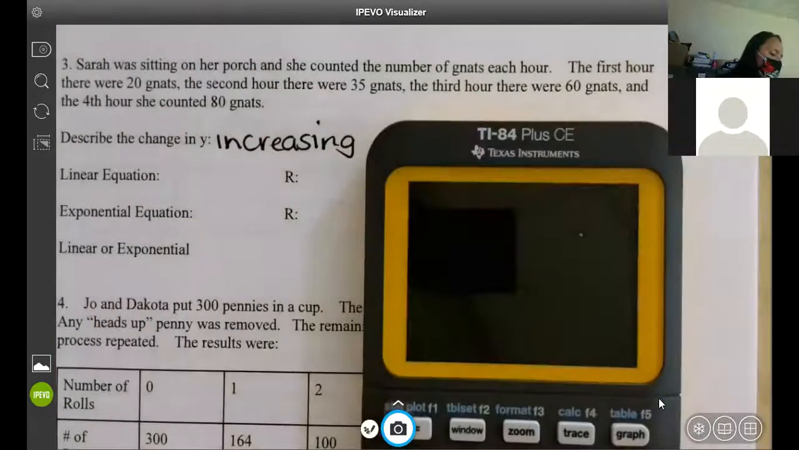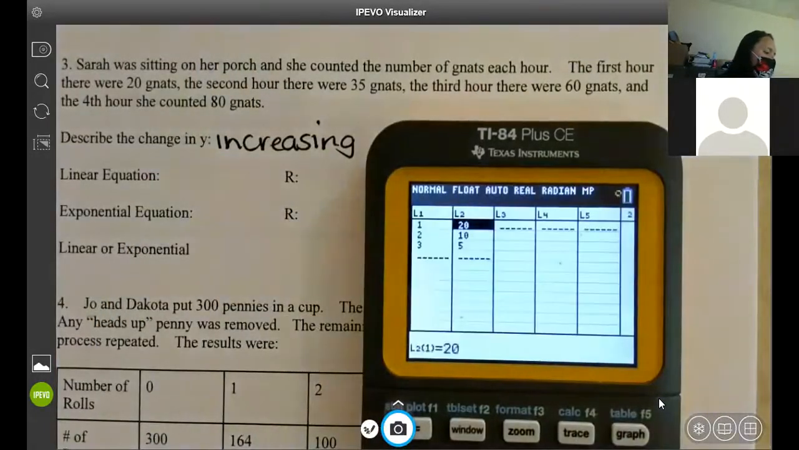All right. So we're going to go into stat and we're going to edit our chart. It said the first hour there were how many? First time? Yeah, 20. So our coordinate is 1, 20. So that one stayed in there. The second hour there were how many gnats? 35. So 2, 35. The third hour there were 60. And then in the fourth hour, there was 80.